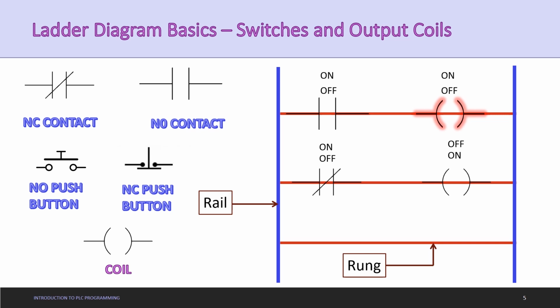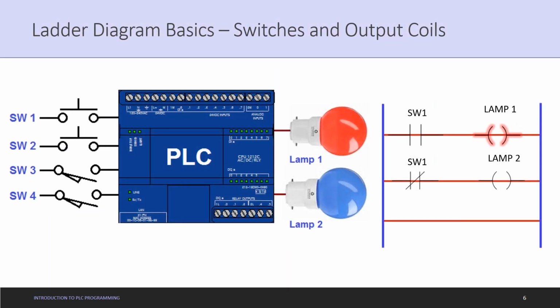We have two other types of contact mentioned here, which are the NO push button and the NC push button. With a push button, the output may be low or may be high, but it only stays that way as long as we keep pressure on the push button. Once we release it, it comes back to the original state. And on the right side, to indicate the outputs, we have used coils. This slide basically shows how it is implemented in practice. We will deal with this in detail in the coming videos. So we'll just move on to the programming rules.